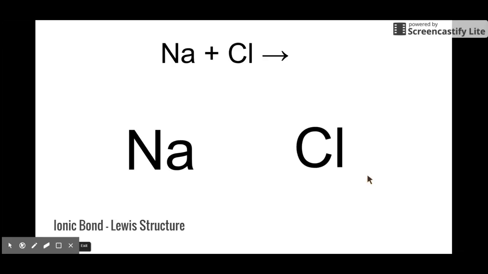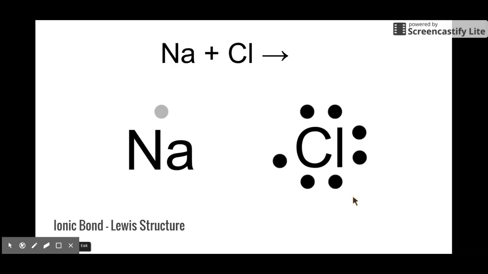So let's do an example. This is what a Lewis structure would look like of an ionic bond. Here we have sodium. If you recall, sodium is from the first group on the periodic table, that first column. Therefore, we know it has 1 valence electron. Now, chlorine is in the 17th group, or the 7th main group element. So it has 7 valence electrons.